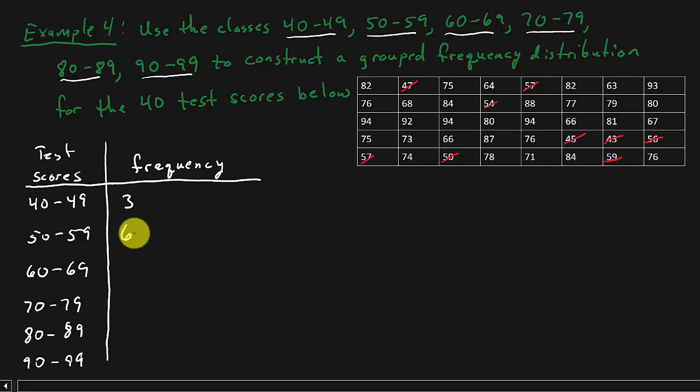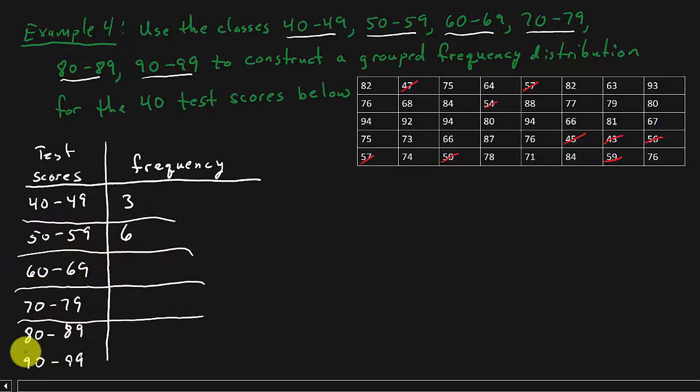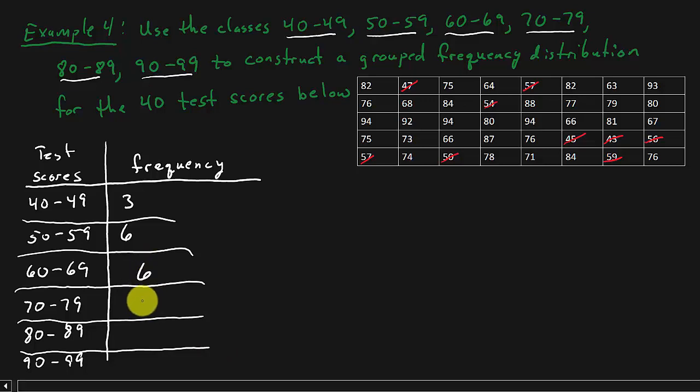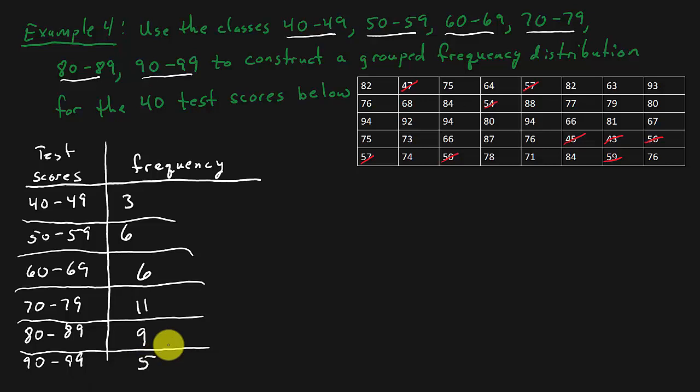All right. And we can come over here and put our lines. And then we would go and count all the ones between 60 and 69 and so on. And that ends up being 6, 11, 9, and 5. All right. Now, there's some terminology to give you.